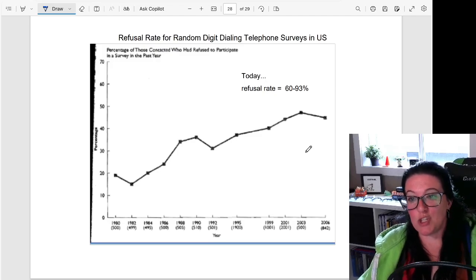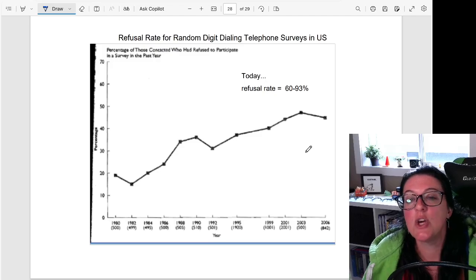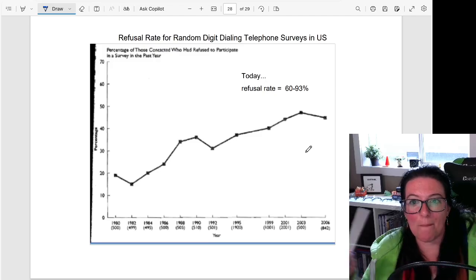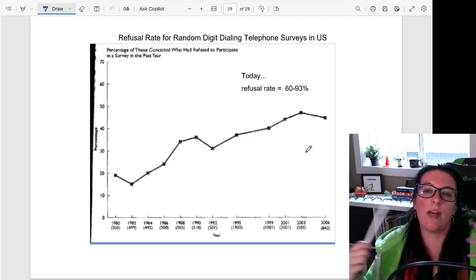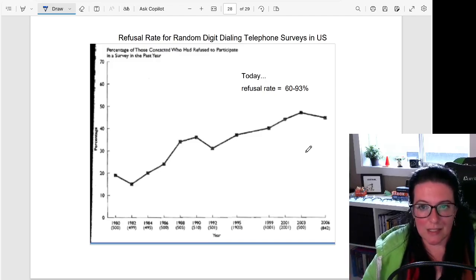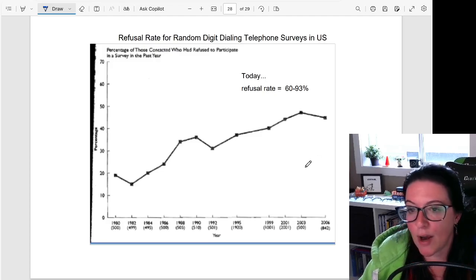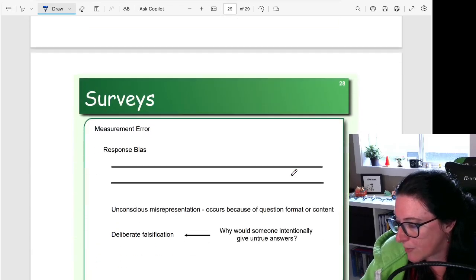Then the challenge becomes, if your refusal rate is 93%, then you send out 100 surveys, you get 7 responses. Right? Which means to get a big enough sample to make some decisions for your organization, you're then sending out thousands of surveys to just get a small group in. And that's why trying to increase the response rate is so important.